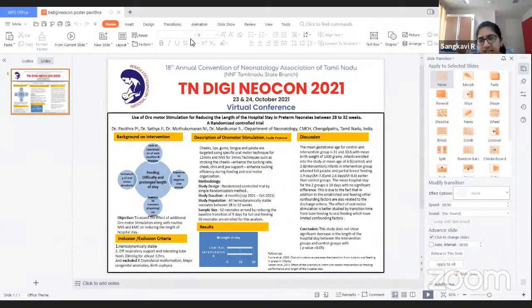This is due to the fact that other than established oral feeding, other confounding factors are also related to the discharge criteria. So the use of oromotor stimulation is better studied by the transition time from tube feeding to oral feeding. Our study is continuing the analysis of the reduction in transition time from tube feeding to oral feeding. In conclusion, this study does not show a significant decrease in the length of hospital stay between the intervention and the control groups.